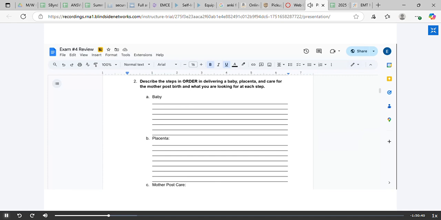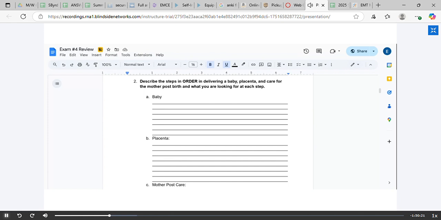So when the baby comes out, like we said before with that skill drill, you are holding the kid, making sure that the kid doesn't get dropped. We don't want that, right?